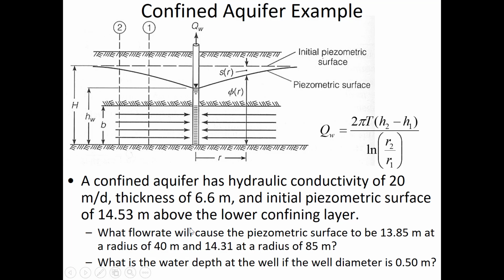Let me give you a handout that has those details from last time, namely just the flow rate. Because what we're going to do now is find out what is the water depth at the well itself if we know the diameter of the well.